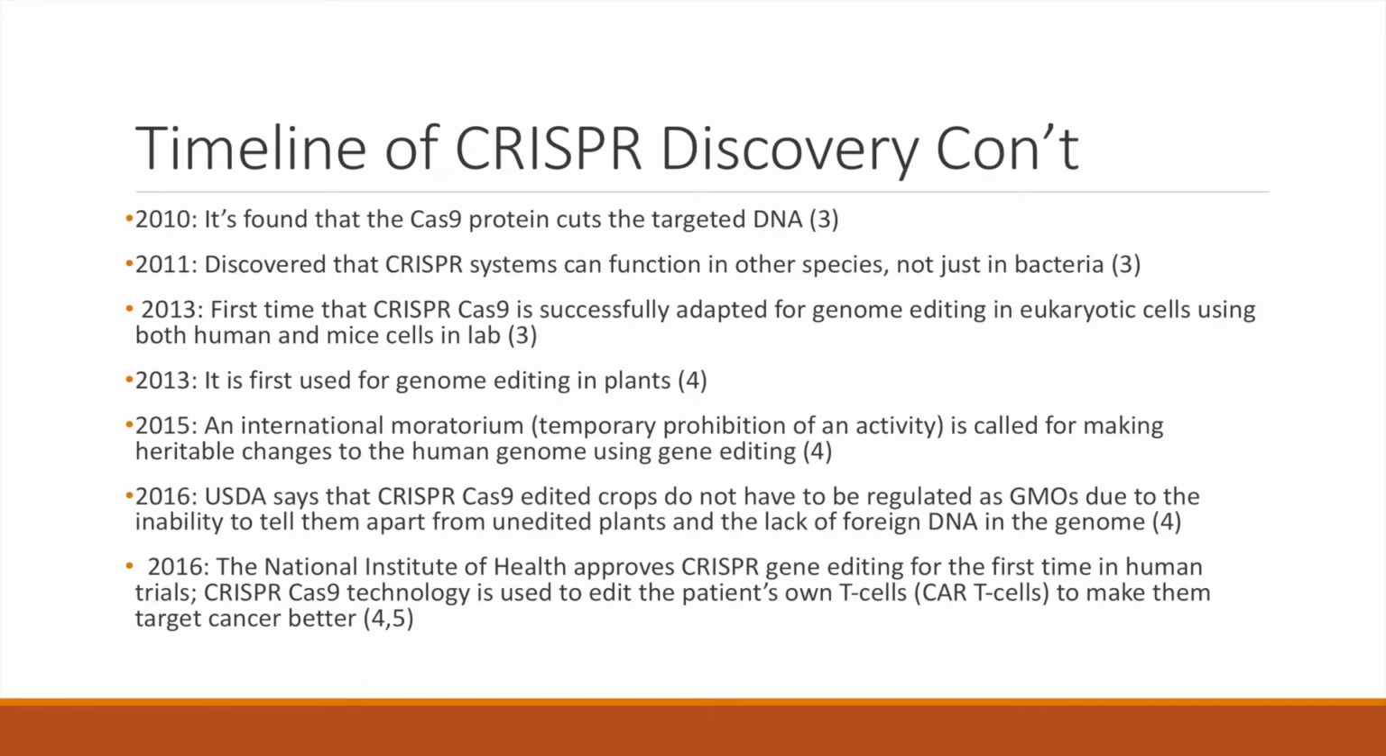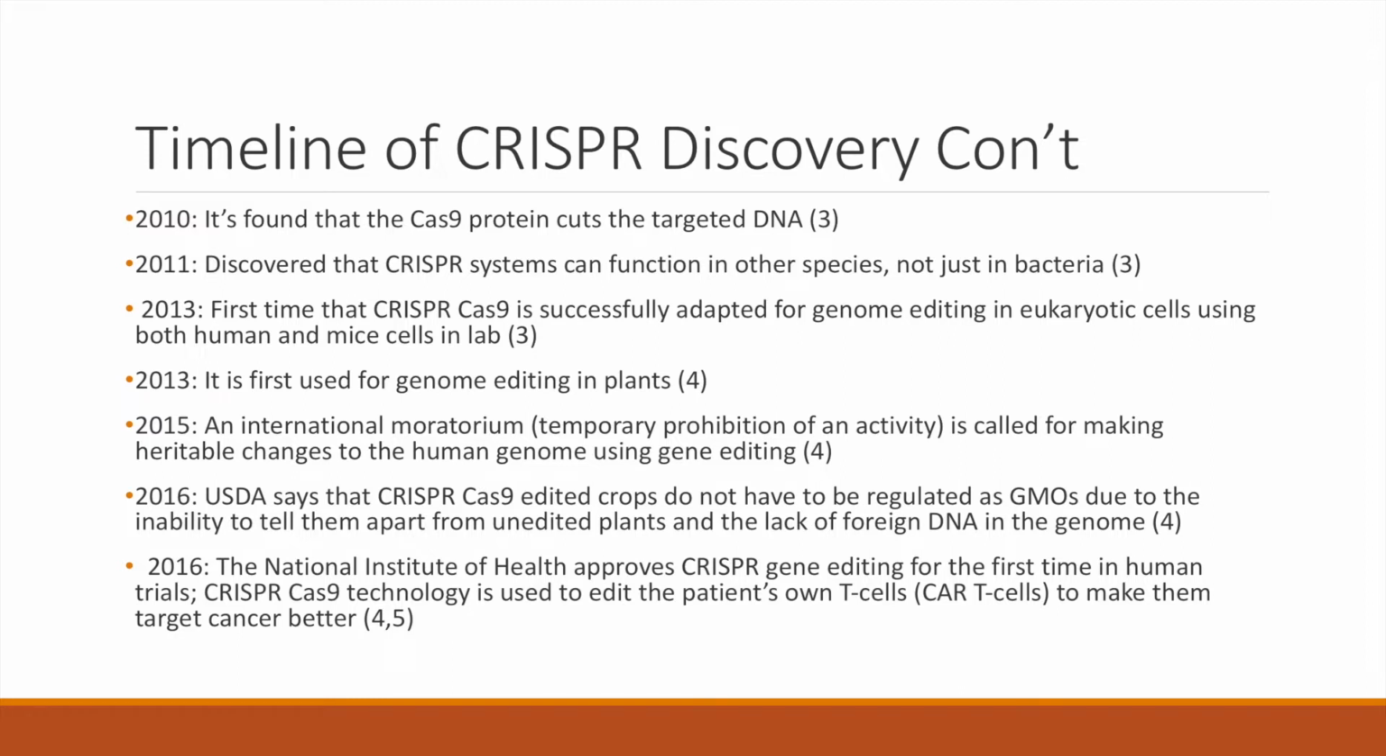In 2010, it was found that the CRISPR-9 will cut the targeted DNA, so not only will it target it, but it will also cut it in certain places. In 2011, it's discovered that the CRISPR systems can function in other species, not just bacteria. So we now know that we can use CRISPR in plants, in animals, in humans even. We're not just limited to using it in bacteria.